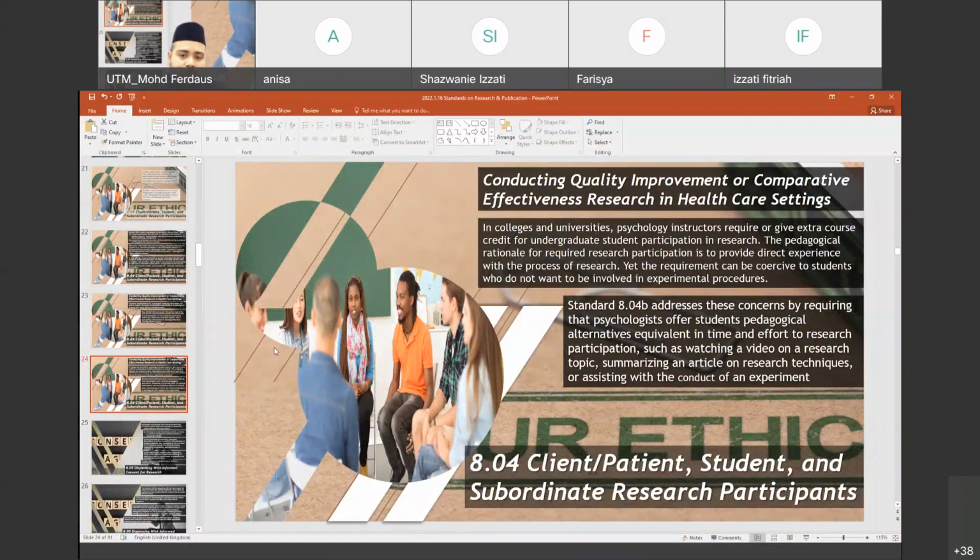The question on your final exam about research is, I'm not asking you directly what is the standard of research participation by clients, patients, students, or subordinates. No. What I do is give you a research scenario, and then I ask you to identify whether the actions of the person in that scenario are ethical or unethical. What are the standards related to the behavior of the person in the situation? So I'm giving you the tip. That question involves this chapter.